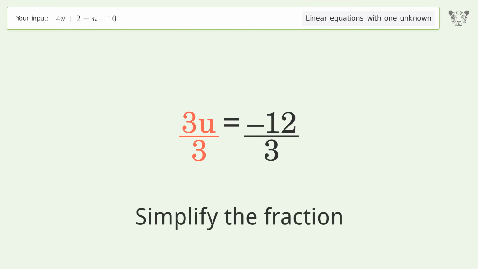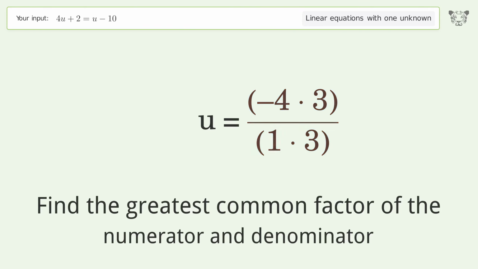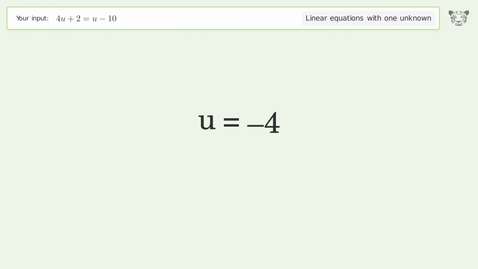Simplify the fraction. Find the greatest common factor of the numerator and denominator. Factor out and cancel the greatest common factor. And so the final result is u equals -4.